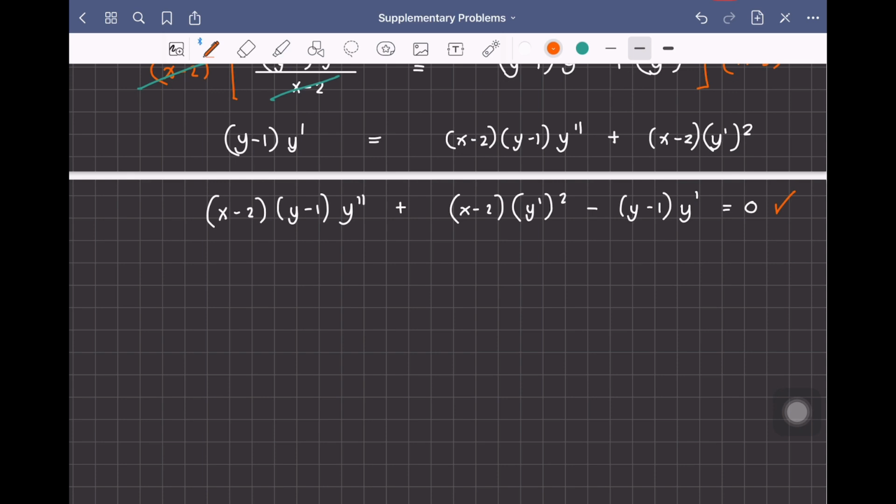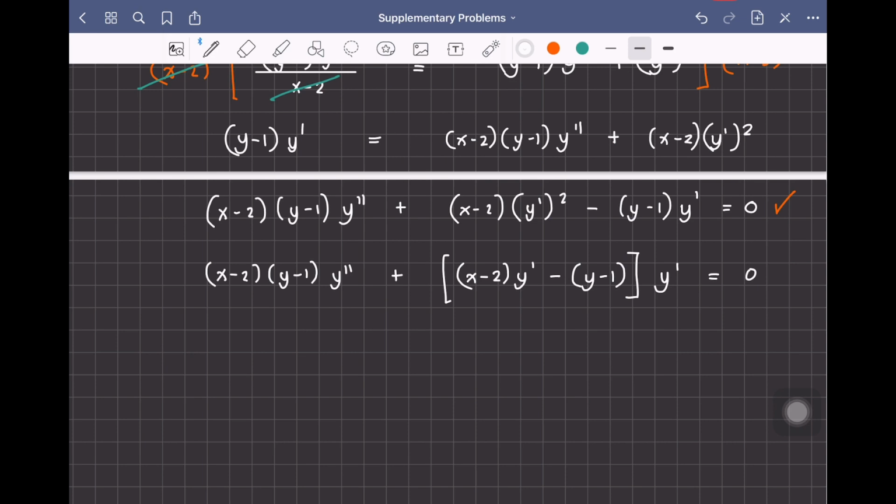But if you want, pwede mo namang i-factor out ang y prime dito sa dalawang to since parehas silang may y prime. So, mangyayari lang dyan, magiging x minus 2, y minus 1, y double prime, plus, if you will factor out y prime on both terms, ang matitira na lang sa atin is x minus 2 times y prime minus the quantity y minus 1. Tapos itong buong quantity na to is multiplied by y prime equal to 0.